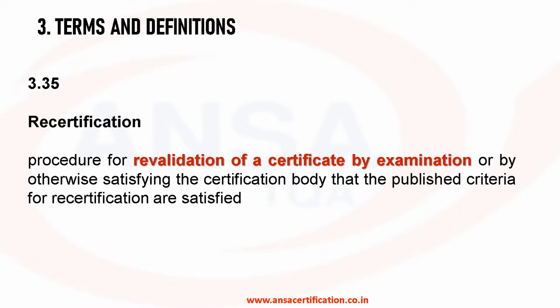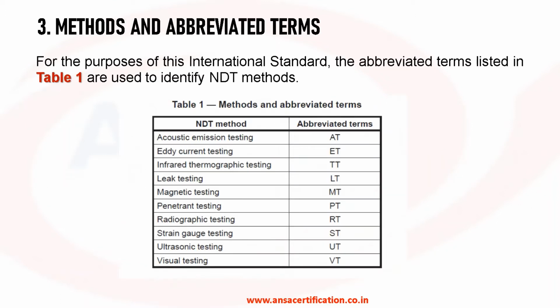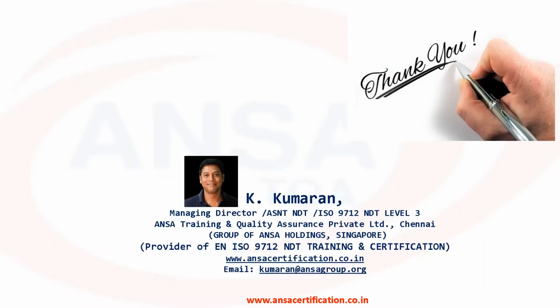So that completes the terms and definitions part. Now we'll see the acronyms or abbreviated terms which are used for different methods in this ISO standard. Acoustic emission testing is AT, leak testing is LT, magnetic testing is MT, radiography testing is RT, and it ends with visual testing as VT. So this comes to the end of part 2 of the presentation.